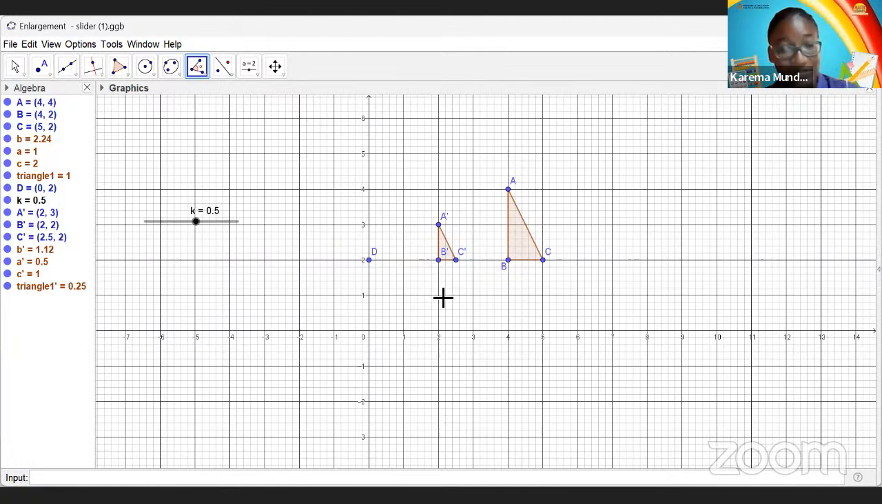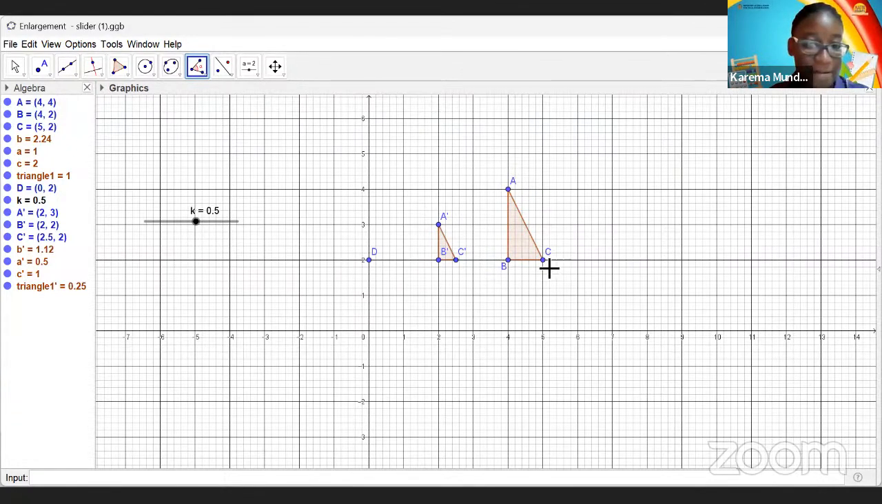Reduced, smaller. But let us get a little bit more specific now. I'm happy to say that it's reduced and it's smaller, but can we say by how much? By half. Somebody saying by 1, you sure? So let's look at BC. What's the measurement for BC? What's the length?